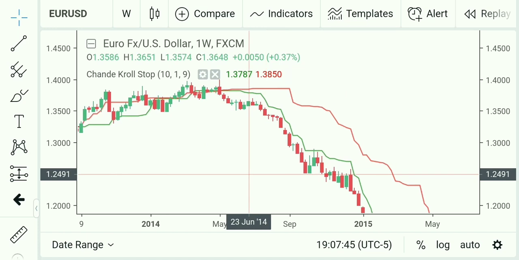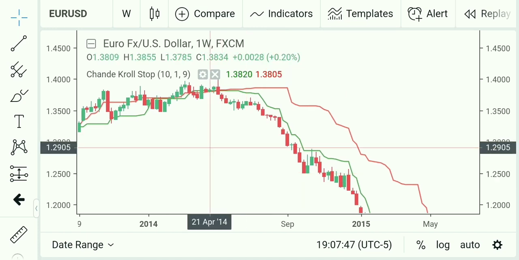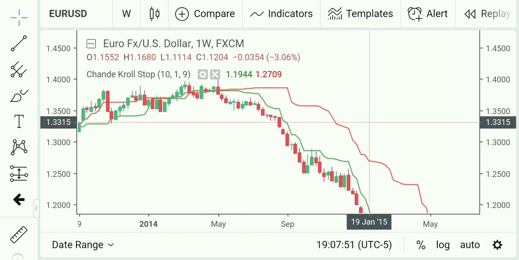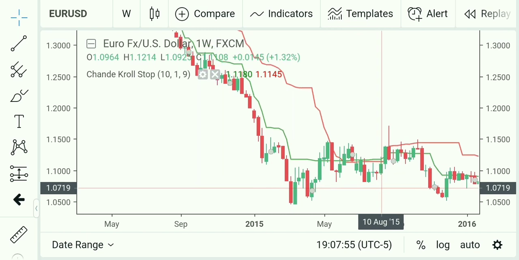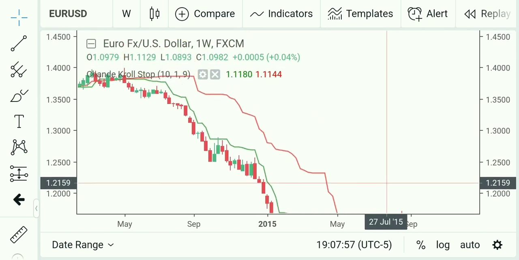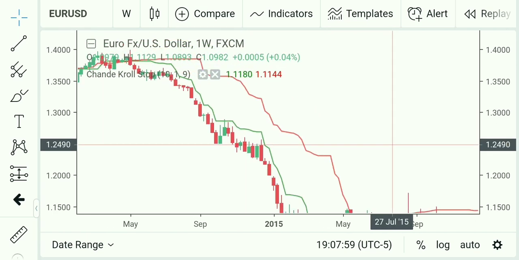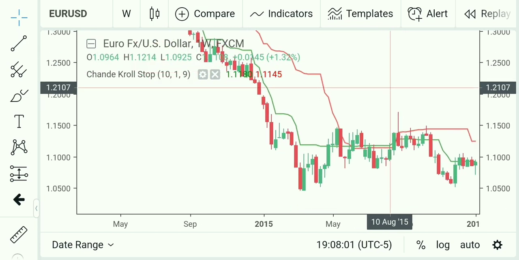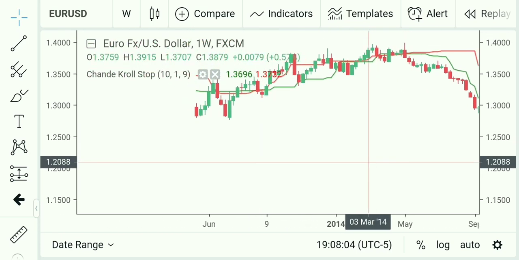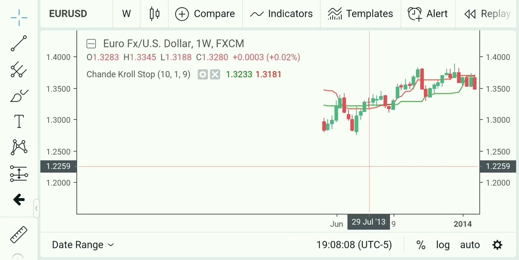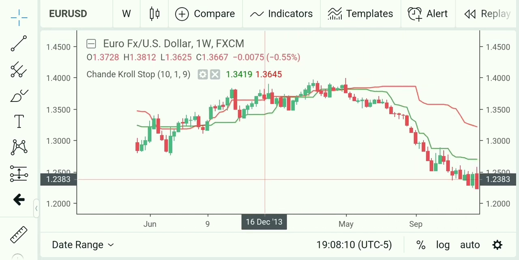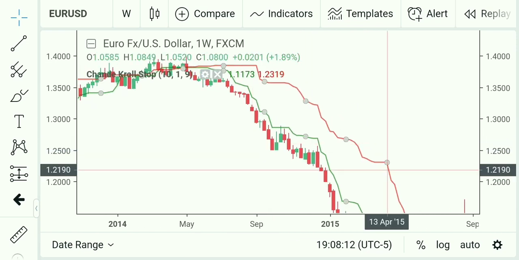Now, this would have been an excellent trade right here. You can see where the price action crosses both the red and green lines, which is a strong sell. And it wouldn't have even told you to get out of the trade for hundreds and hundreds of pips. So that would have been an excellent, excellent trade right there. But really, the Chande Kroll stop is not too complicated, and that's really about it.